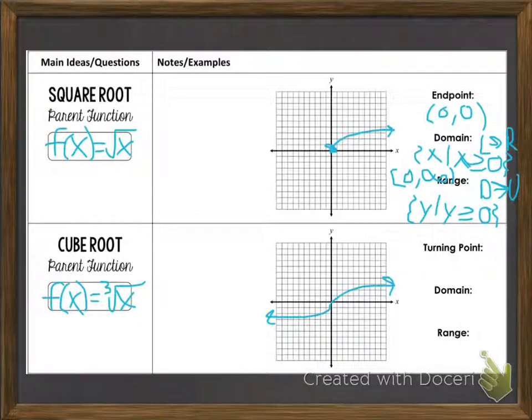So right here at the origin, right there, that is what we call the turning point, because that's literally where the graph changes direction. So right there at (0, 0), the domain is actually going to be all the real numbers, because going from left to right, it's forever going in this direction and forever going in that direction. So all the real numbers. The range is also all of the real numbers, because even though it looks like it's stopping right here, it's actually forever going upward and forever going downward. Alright?